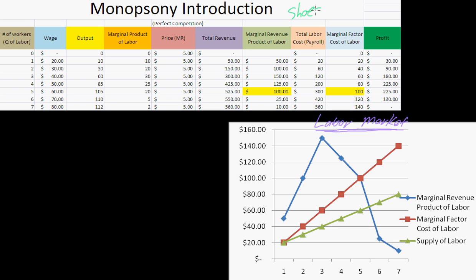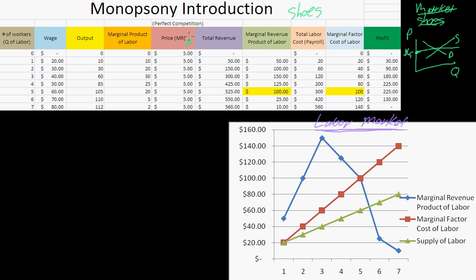If we were to draw the market for shoes, this would be the entire market, the market for shoes. We would have price here and quantity here, and we would have our downward sloping demand line and our upward sloping supply line, and we would get a price of $5. And this would be the market price. And that's where we get this from.